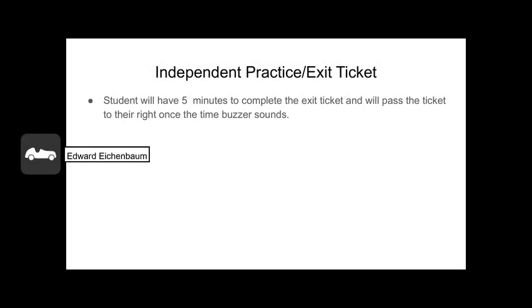Please open your Chromebook and go to Google Classroom. There will be an exit ticket on a Google form that you will need to complete. I will give you 5 minutes until the end of class period to finish, and then turn in the exit ticket so I can grade it as a classwork grade. 3, 2, 1, go.